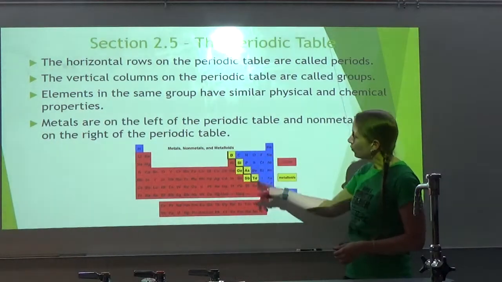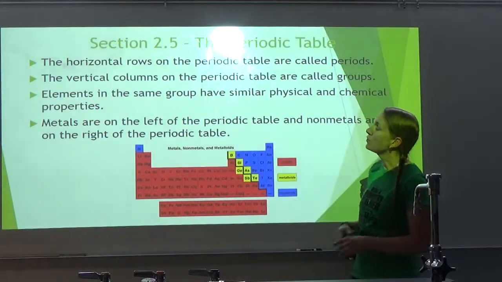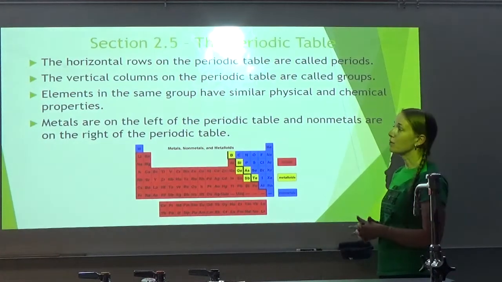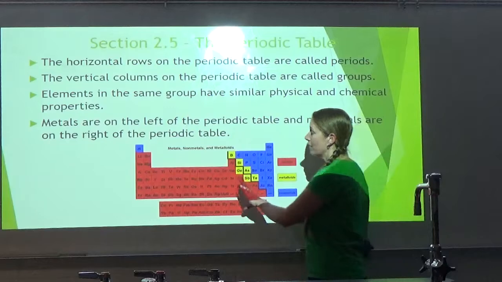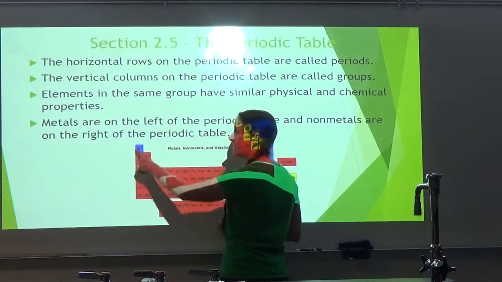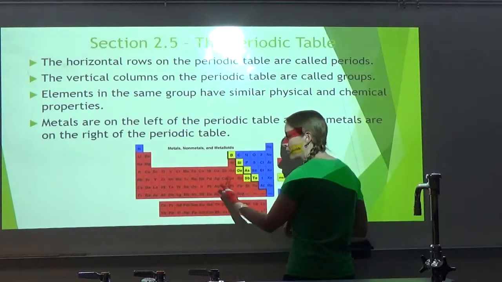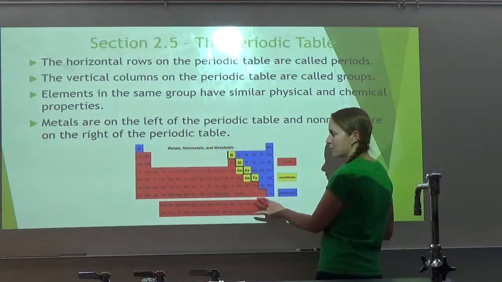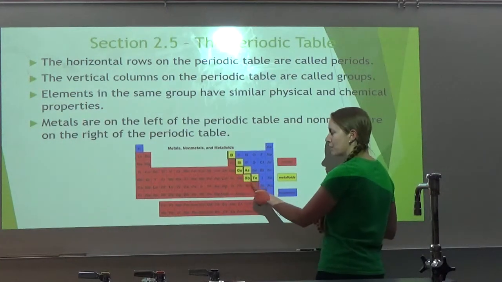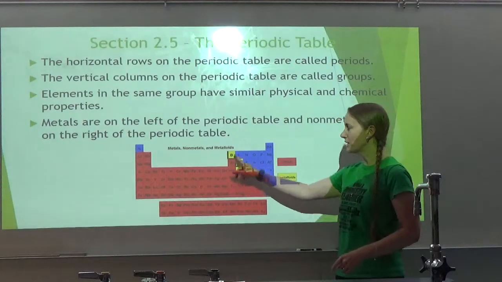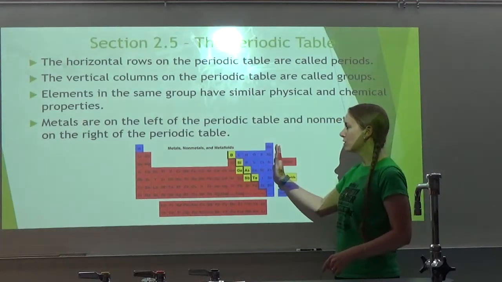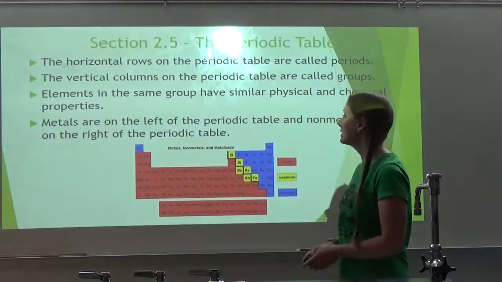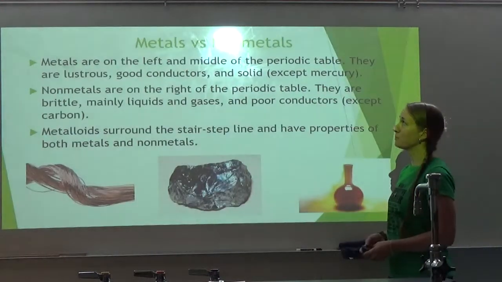Elements in the same group have similar physical and chemical properties. Metals are on the left of the periodic table and nonmetals are on the right. So we have our metals, they make up the left, not hydrogen, the middle, the lanthanides and the actinides, and they go all the way up under the stair step. Remember, we have the stair step line that shows us where our metalloids are, and then our nonmetals are to the right, and of course hydrogen.